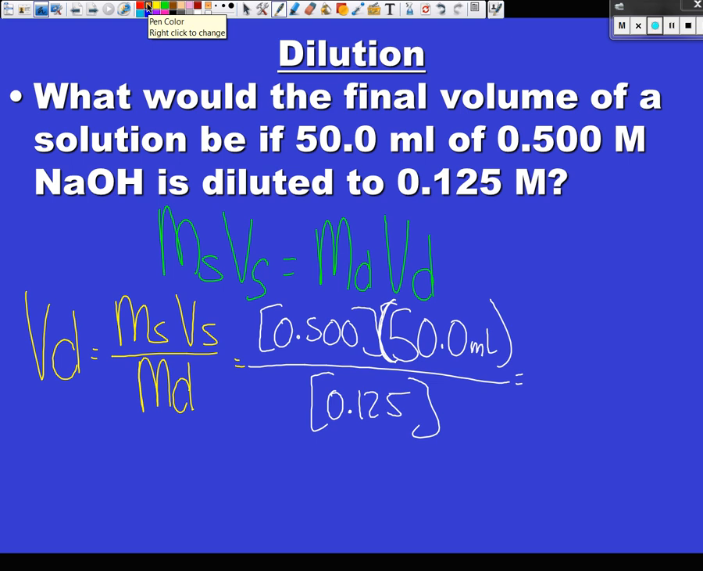Now, question, how many significant figures are in this? 3. Tristan? Very good. That's a very good question. So the way you know it's stock is because 0.5 is greater than 0.125. All right, everybody got an answer? I love it. 200 milliliters. My bad.